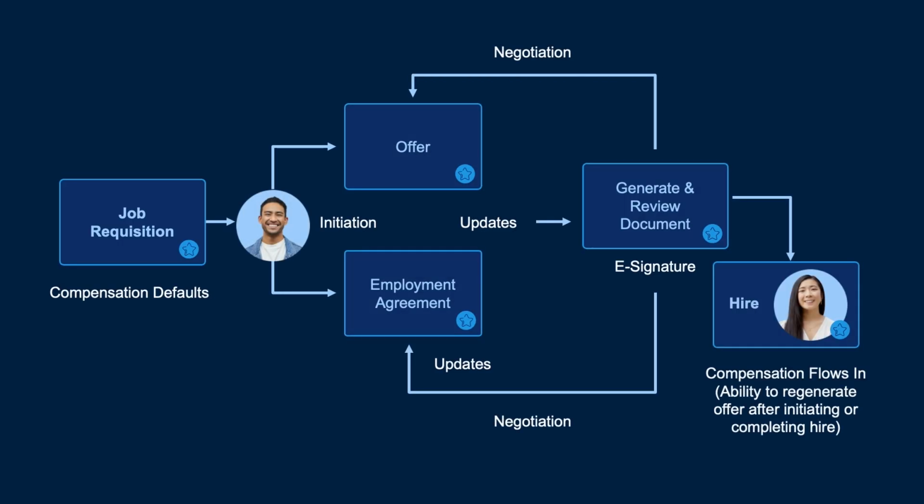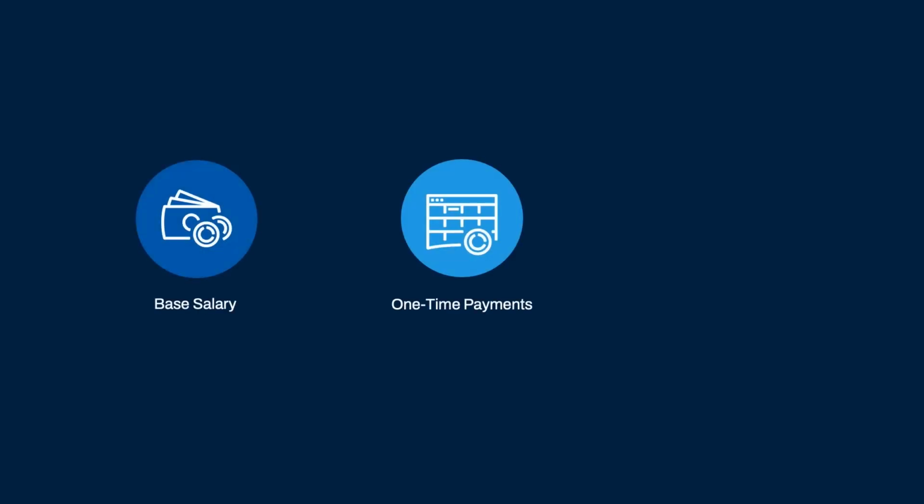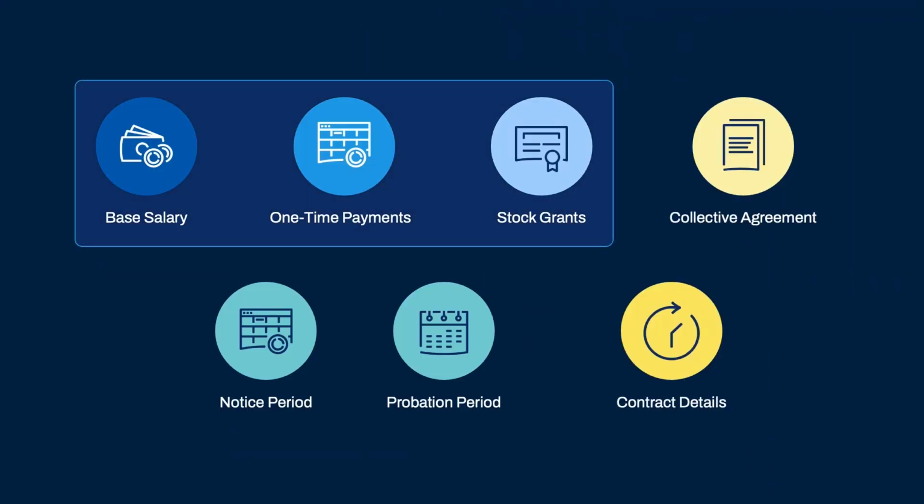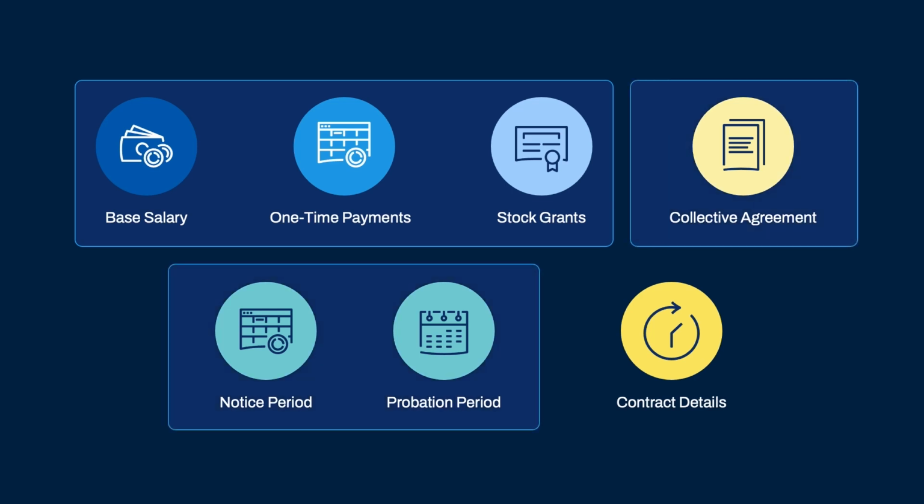The offer step allows you to create and present the candidate with the details of your employment offer. It can also consist of the base salary, one-time payments, and stock grants. But hiring policies vary by organization, and yours may need to generate offers with more legally binding details. Employment agreements are similar to offer letters, but they include some additional details, such as collective agreement, notice period, probation period, and contract details. Your organization can generate and have candidates sign both an offer letter and an employment agreement document, as long as it's set up that way in your tenant.